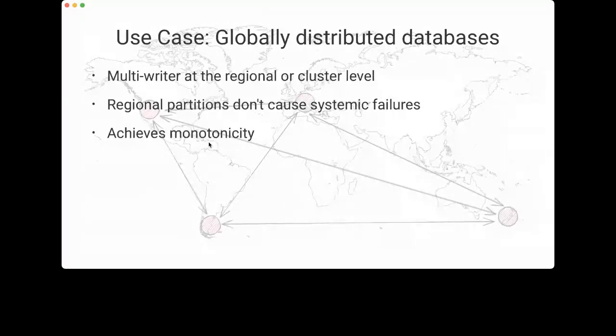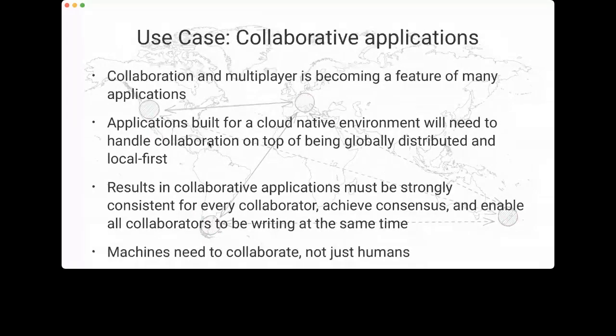And so the last use case I want to talk about here is building out collaborative applications. Collaboration and multiplayer is becoming a feature of many applications and arguably a competitive advantage. And so you're seeing a large swath of applications that are multiplayer first. If you've ever used Google Docs, I'm sure most, if not all of us do, being able to collaborate in real time with others is a feature of work in our current age and a feature of most of these applications. And so applications built for a cloud native environment will need to handle collaboration.